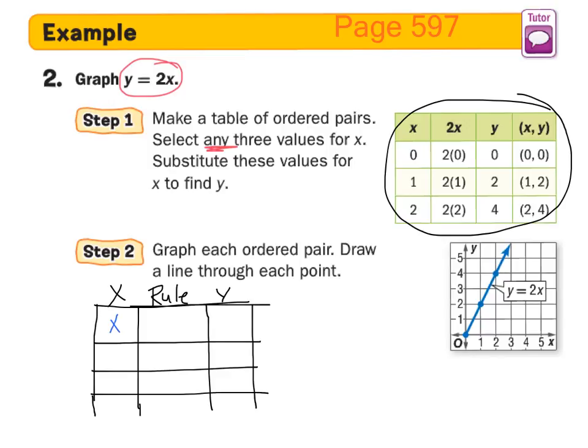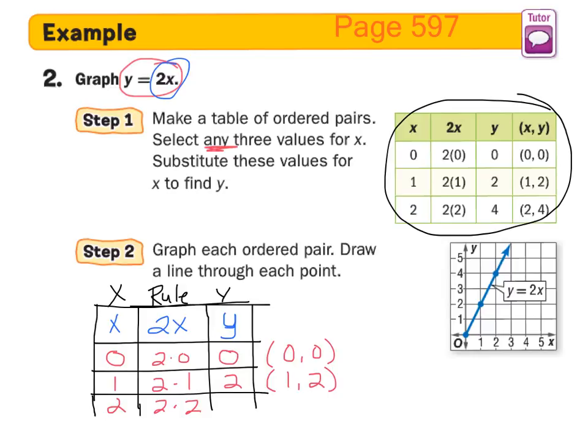So we'll put in an x value. The rule that they've told us is 2 times x, and that will give us our y. So keep it simple. Let's start with 0. So 2 times 0 is 0. So the ordered pair then is 0, 0. Try another one. Let's just go with 1. 2 times 1 is 2. So the ordered pair is 1, 2. Pick another number. Let's just do 2. 2 times 2 is 4. So the ordered pair would be 2, 4.